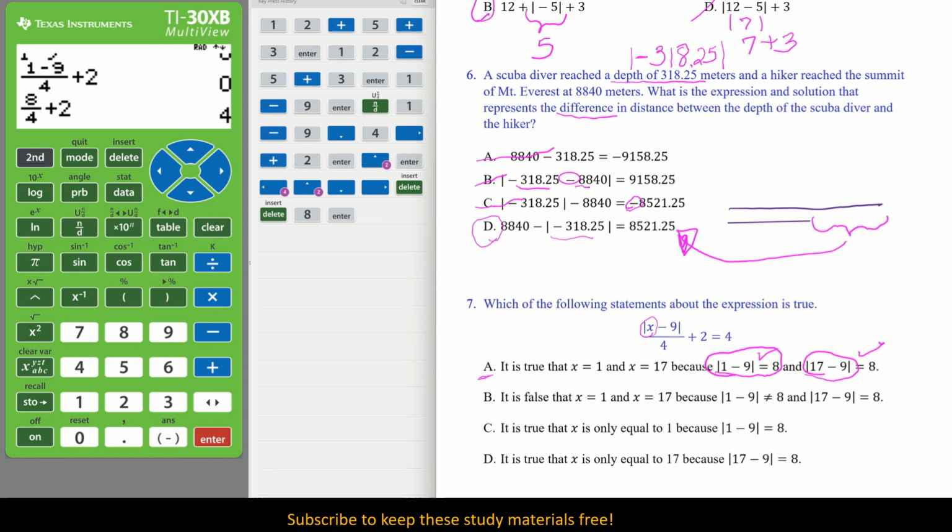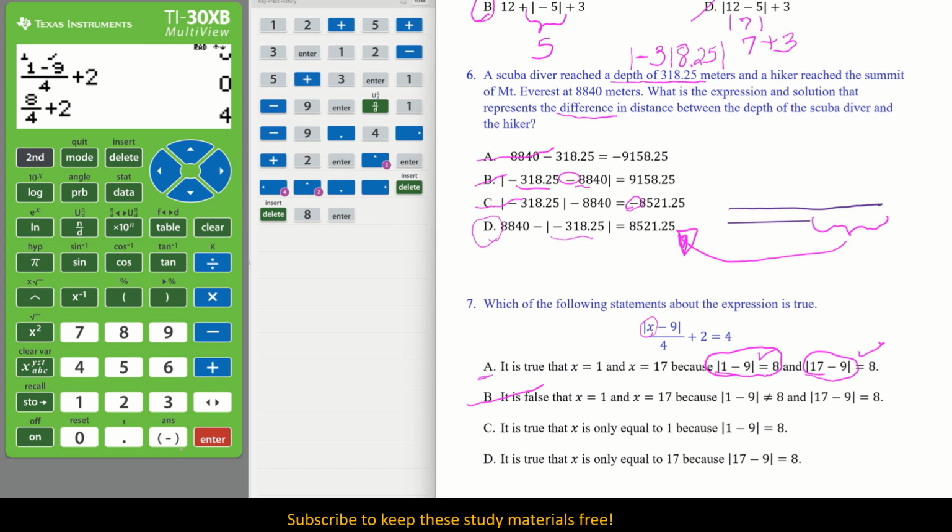Therefore, this would be true. Let's see. B says it's false because the absolute value of 1 minus 9 does not equal 8. Well, that's not true. We just verified that by what we did above. If it didn't equal 8, it would have equaled 0. So we've already proven that. Even though I entered the wrong thing to begin with, I've proven that B is incorrect. So I disagree with B.